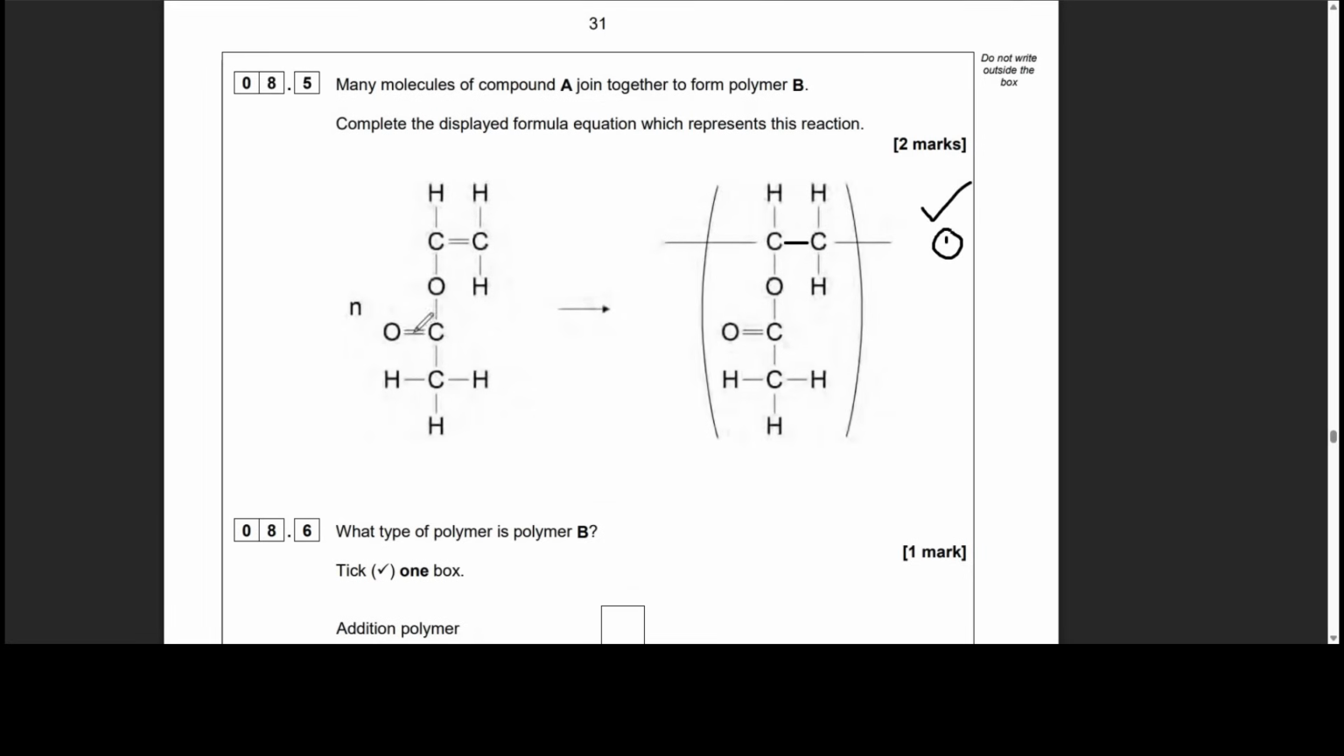1 mark. What else have they missed out? That all looks correct. They must have missed something else out. Oh, the N. So we need to put an N as well afterwards, because this is just 1 repeat unit. So if there's a million of these, then there's a million of these. Okay. That's a little bit of a tricky one there because you might miss the N and be studying the structure.